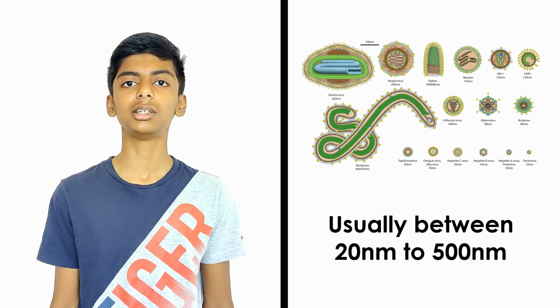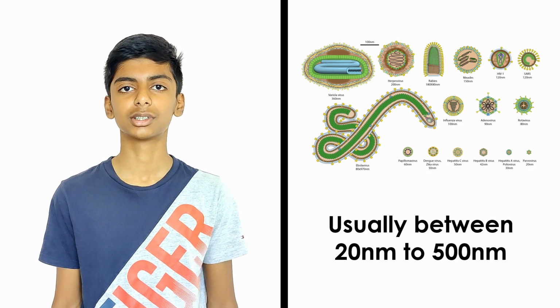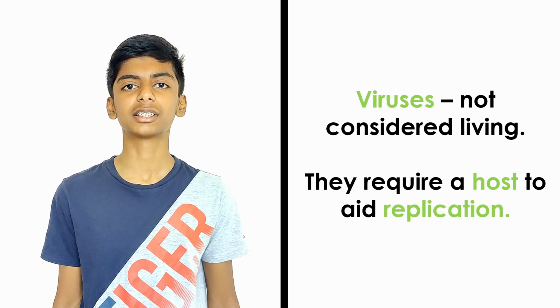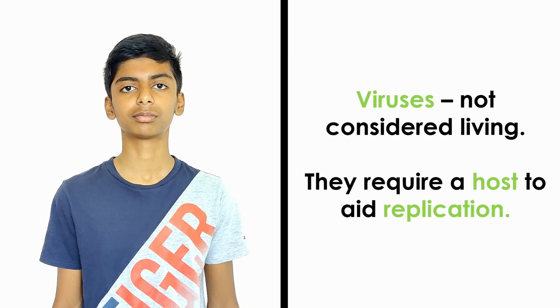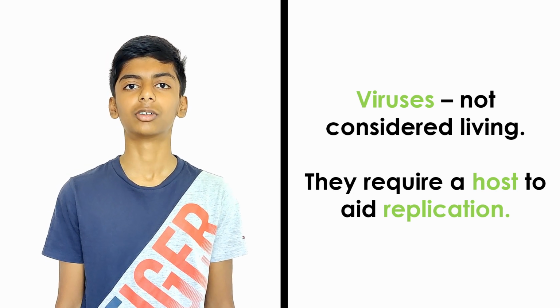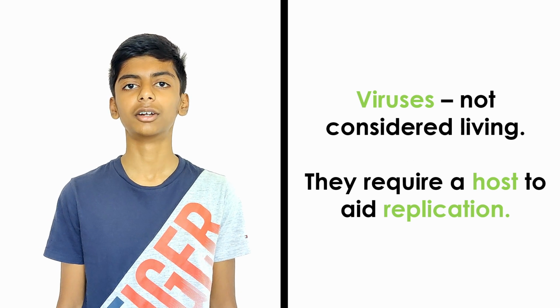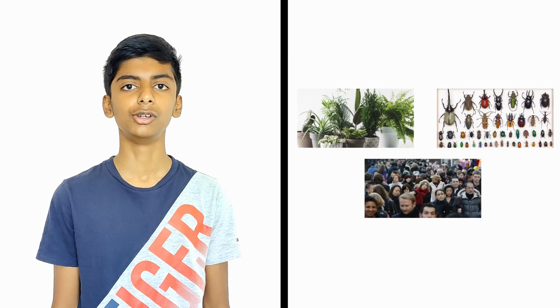Viruses are really small in comparison to other pathogens. They range from 20 nanometers to 500 nanometers. Viruses aren't classified as living things, as they require a host cell to aid replication. Depending on the type of virus, these hosts can vary, from plants to insects to humans.